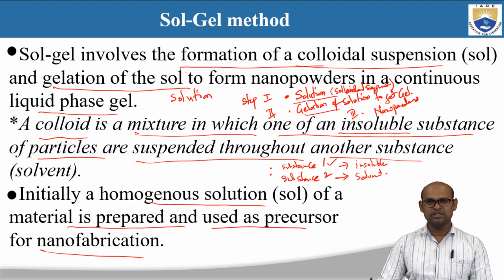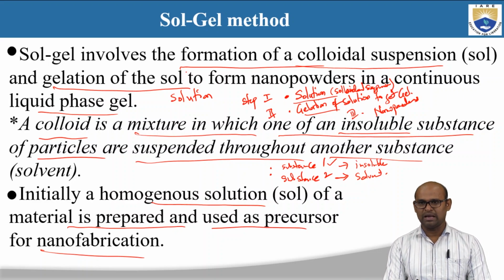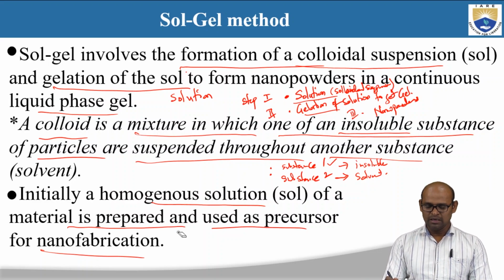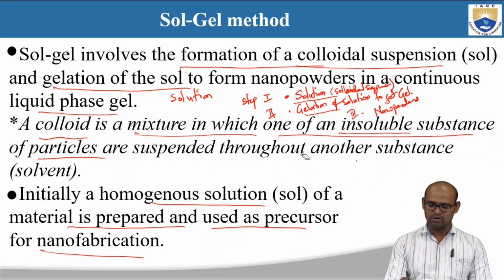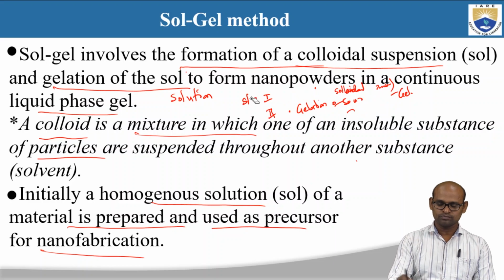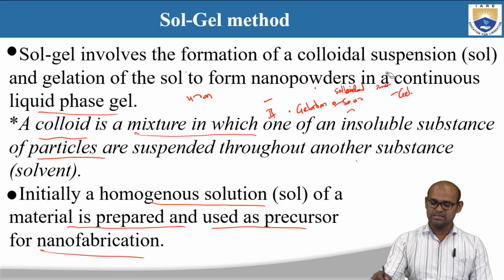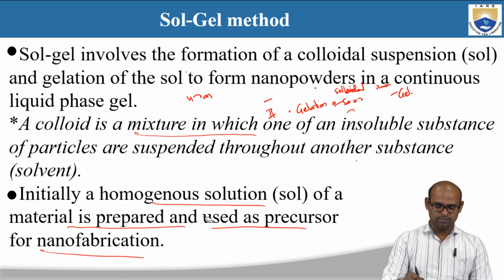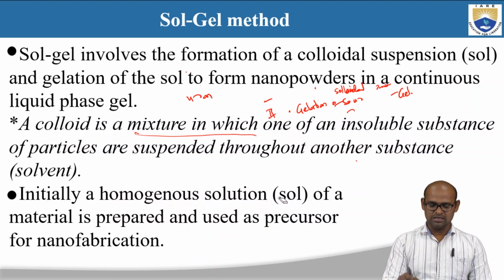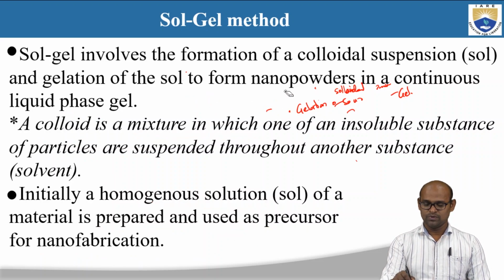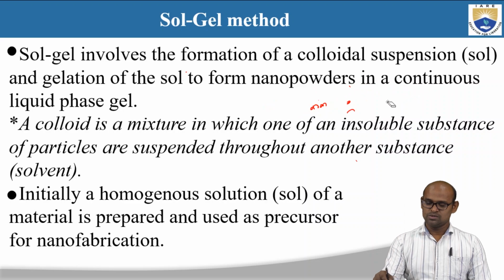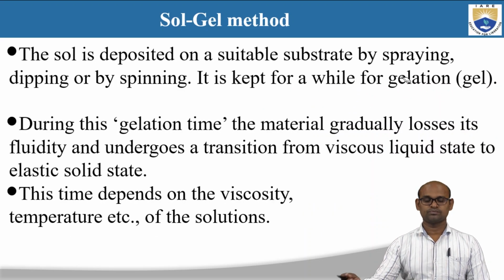So in this solvent method, initially we are going to prepare a solution of a material, and we are going to use that solution as a precursor for fabrication of these nano powders. Okay, so let us see how we are going to prepare that. First, we prepare a solution.